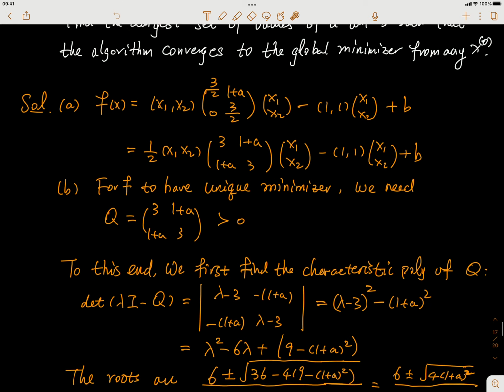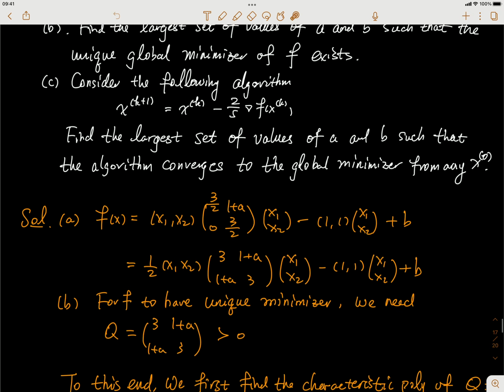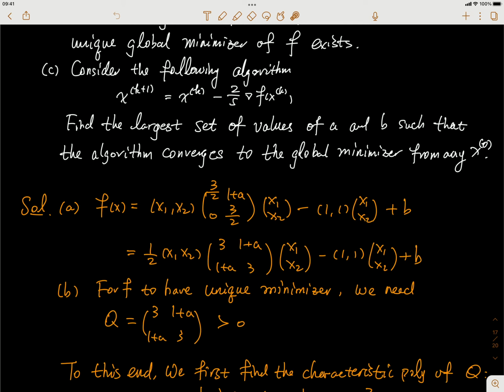Okay, so that is the range for a, and it doesn't matter what b is. So as long as a is in that range, then the function f has a unique minimizer. So the last question is, suppose we use this fixed step size gradient method to find the minimizer of f. Then the question is, what is the largest set of values of a and b for this algorithm to be globally convergent? So that means the step size 2/5 should be within the range of 0 and 2 over lambda max. Okay, so that is the requirement.